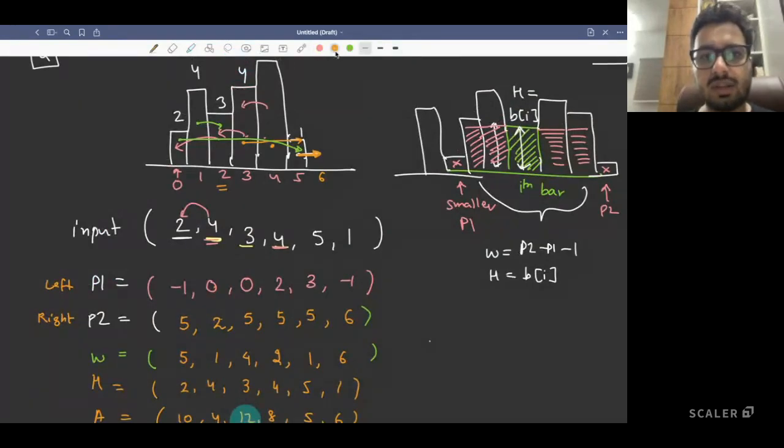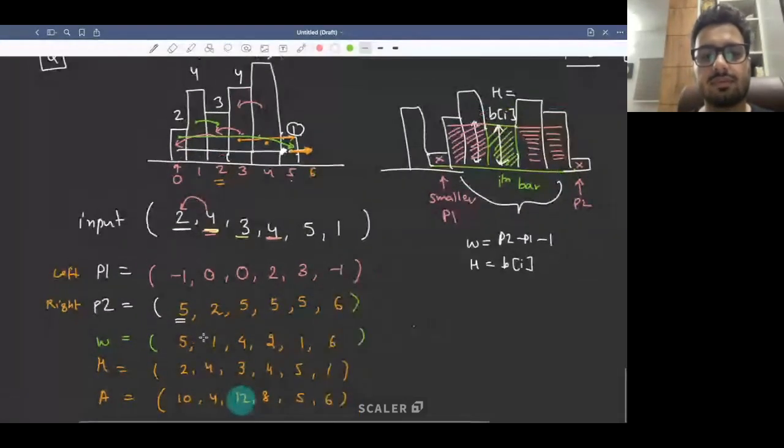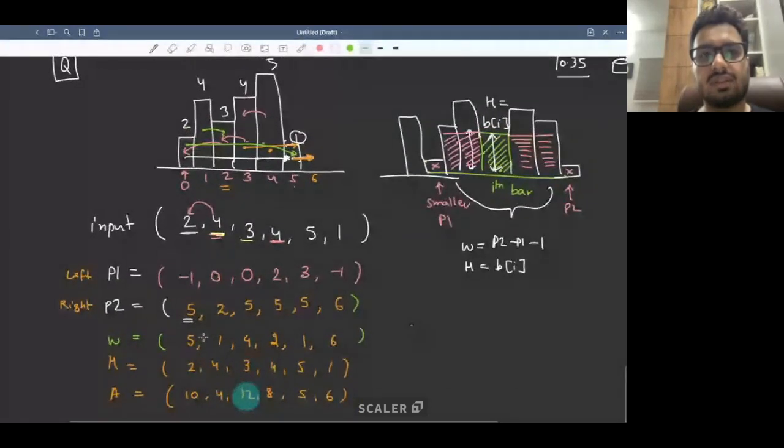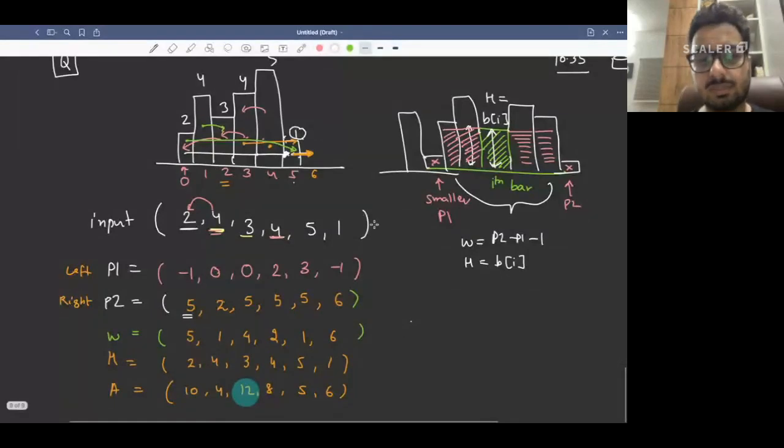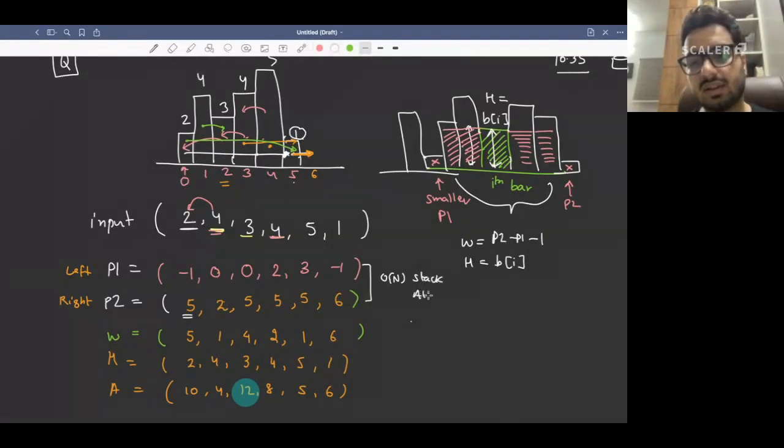So Ankur, tell me what is the element to the left of 2 which is having a value less than 2. That element is 1. What is the index of 1? That is 5. This value is 5. Yes or no? So this part I told you we do it in O(N) using the stack algorithm that we discussed in the last class, right?